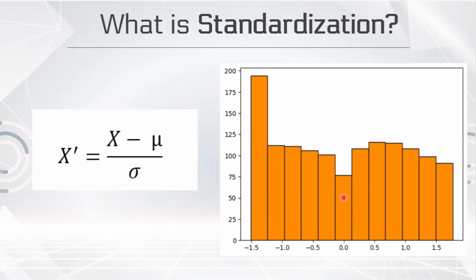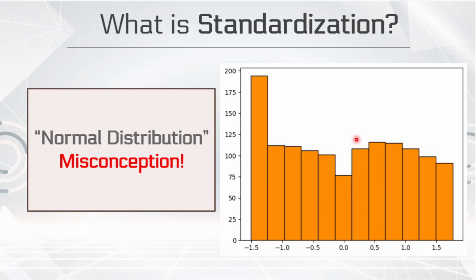This is our example. We have applied standardization to our data, and there is a big misconception about standardization. It's believed that when you apply standardization, the distribution becomes normal distribution. But as you see on the picture, when you apply standardization, the data doesn't become a normal distribution. Yes, the mean of the normal distribution is 0 as well, and the variance is 1 as well, but it doesn't mean that the distribution will change to normal distribution.